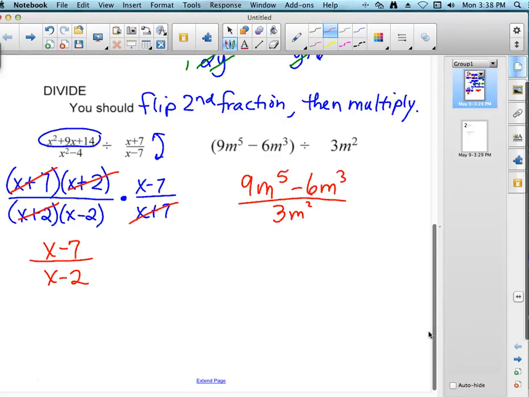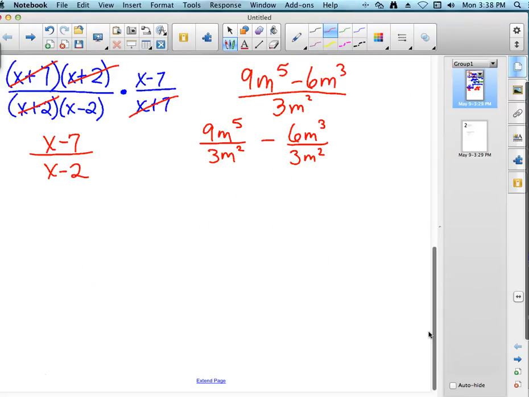So we could split this up and say that's 9m to the 5th divided by 3m squared, minus 6m to the 3rd, and it's being divided by 3m squared. All right, and then it's just a basic simplifying process. 9 divided by 3, we could reduce that. We end up with 1 and 3.